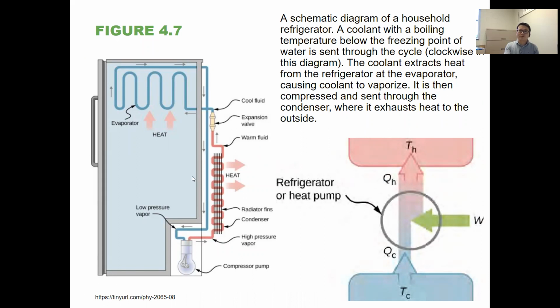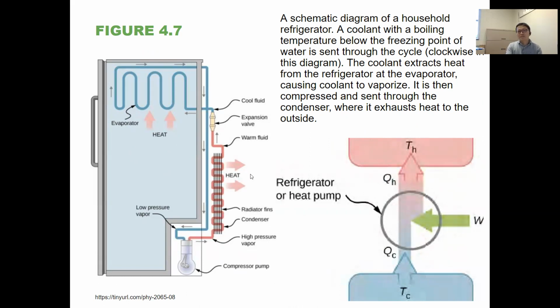This is what a refrigerator looks like. It takes heat from the food here, and then heat will be dumped out here. The compressor pump here does the work. So QC plus W equals QH, dumped to the environment, okay?